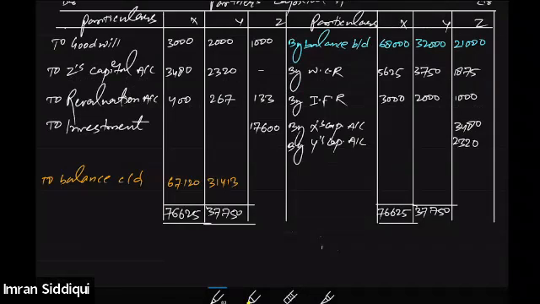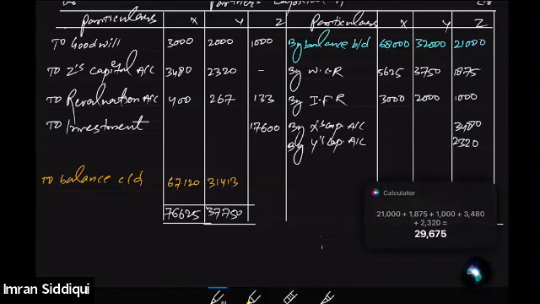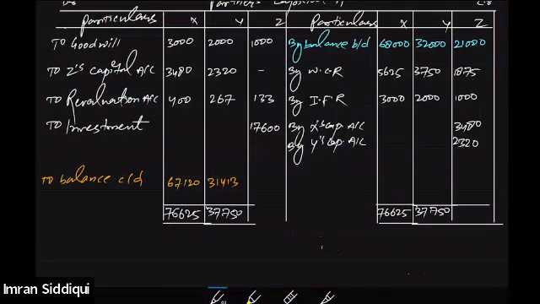17,600. 17,600, right? Now, what we'll do, we will simply total the credit side of Z. Let me just total it. 21,000 plus 1875 plus 1,000 plus 3480 plus 2320. The answer is 29,625. Okay, so to 29,625 and subtracting out of it.